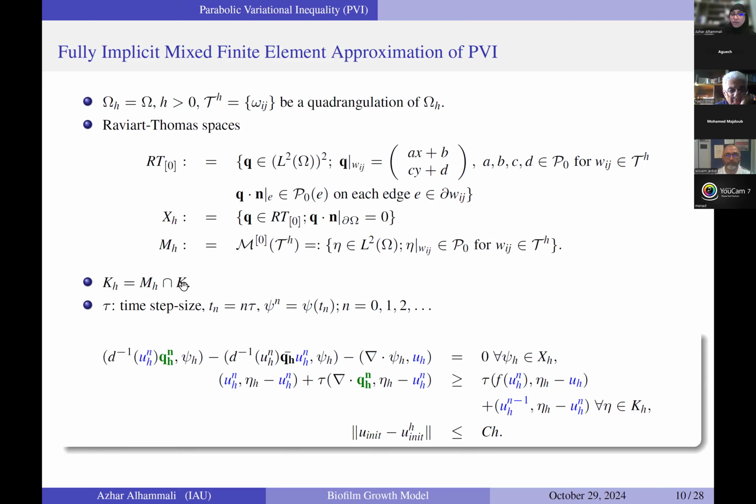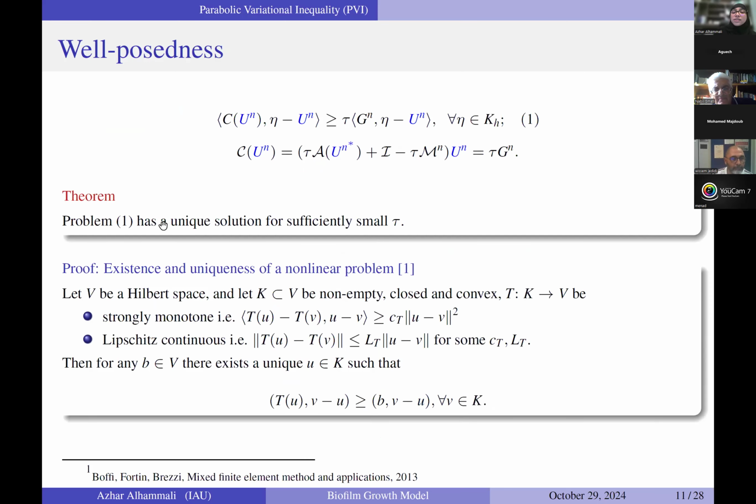Tau is the time step size. And this is the discrete problem. Now we look for a solution Q_h^n and U_h^n at each time step. This discrete problem is well posed. That means it has a unique solution for sufficiently small time step size tau. And we can show that by rewriting the system as a variational inequality that depends on this operator.